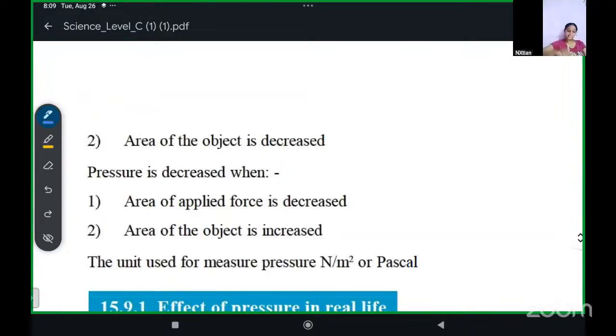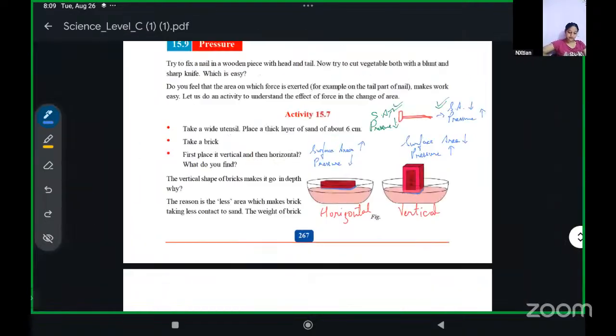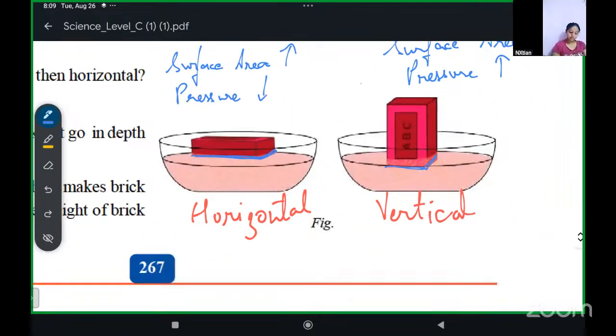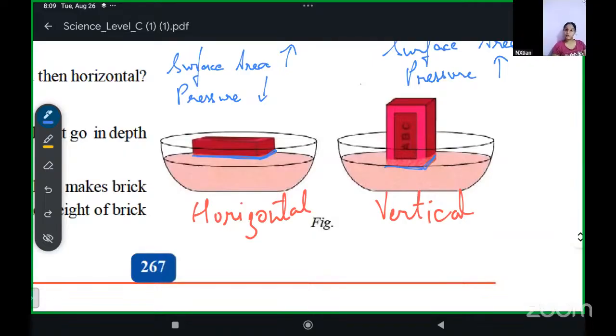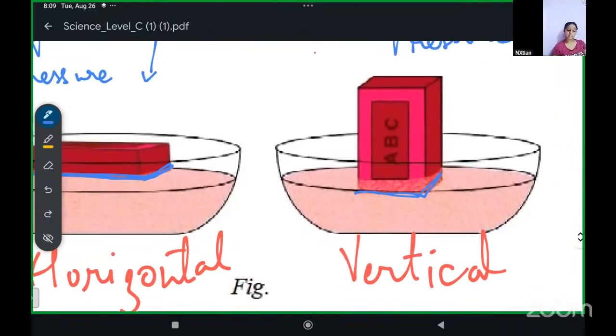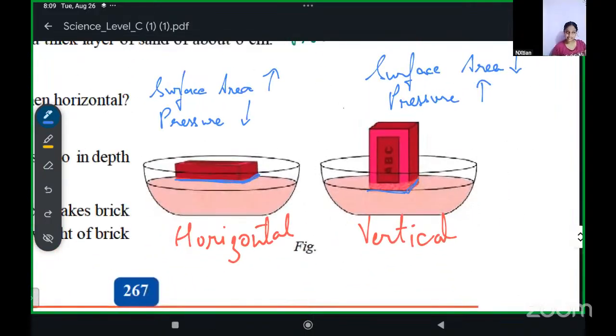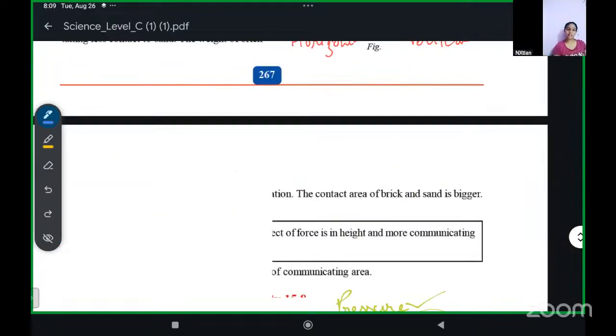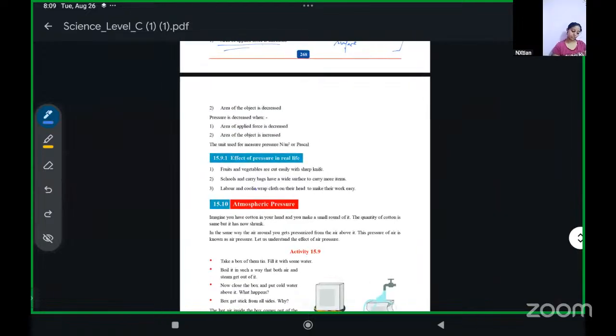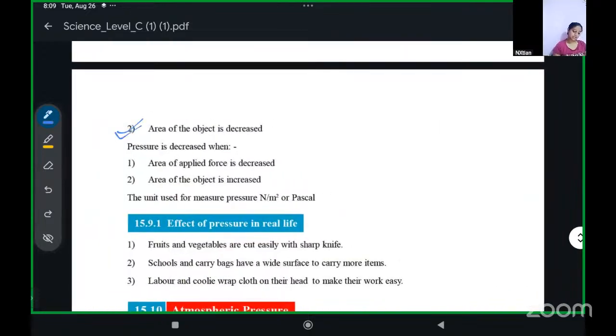See, in this previous example, the horizontal brick had more area, so less force, less pressure. But in the second one, the vertical brick had lesser surface area, so more pressure, more force was there. So this is the area of object. When the area of object is decreased, then the force and the pressure will be more.